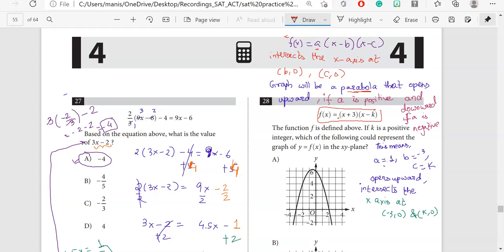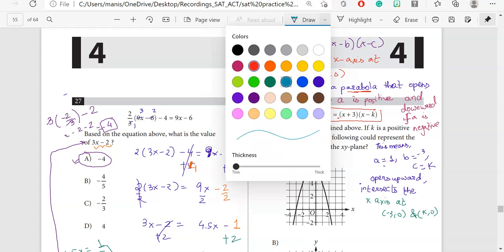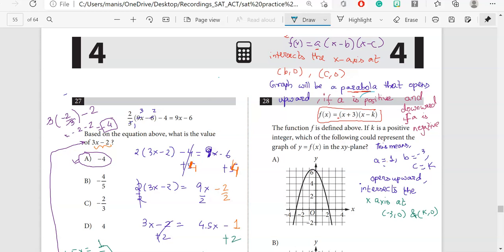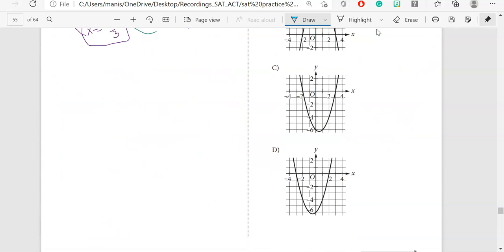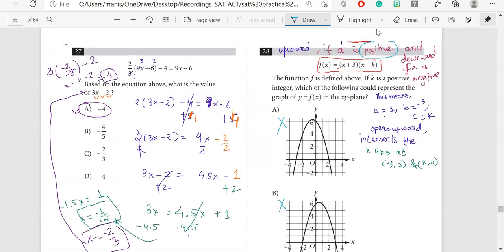This is telling me that my graph will be a parabola which will open in the upward direction. It will open like this. So this will be the wrong choice, I will tell you straightforward. Okay, let's go to option B. This will be the wrong choice. Now we are left with C and D.